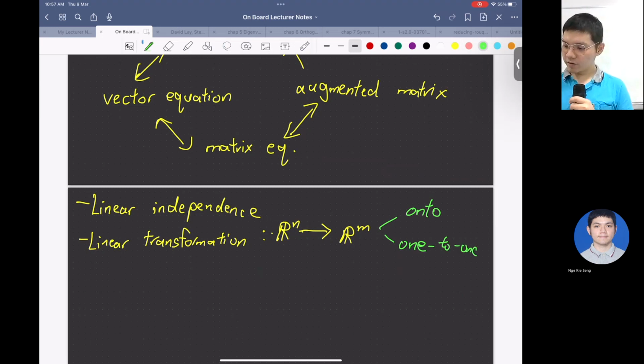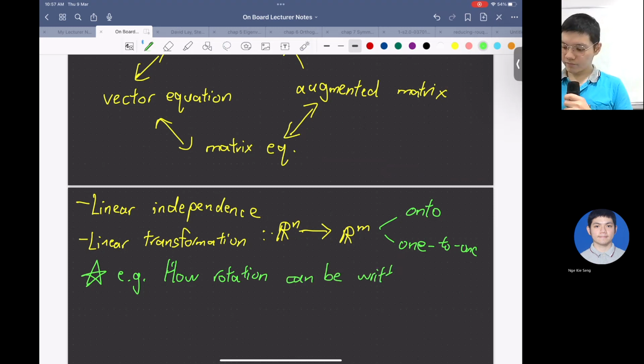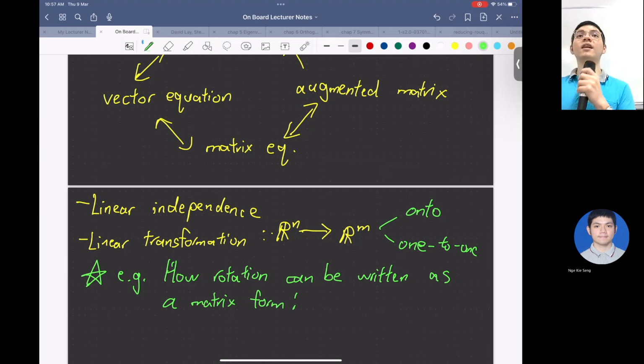Okay, so I want to put a star here. For example, you need to know these things. For example, rotation can be written as a matrix form, and half rotation can be written as a matrix form. I'm not saying that rotation will come out in the exam, but this kind of question will come out.